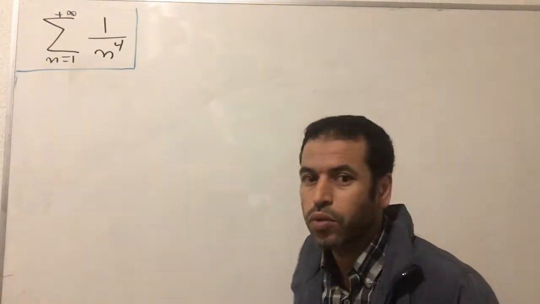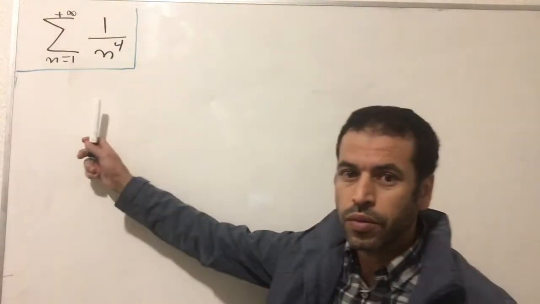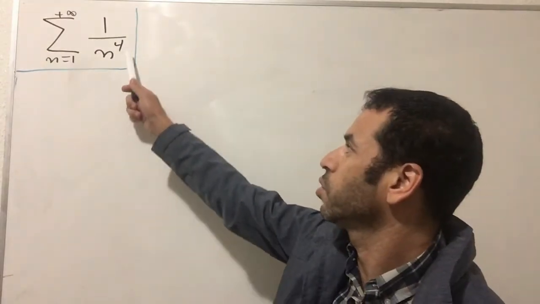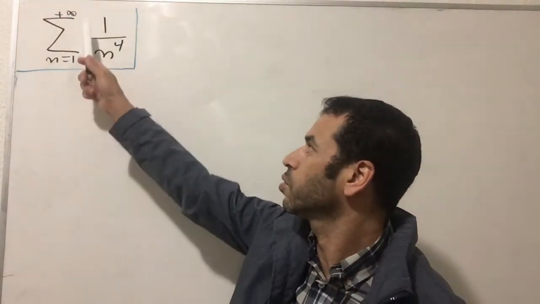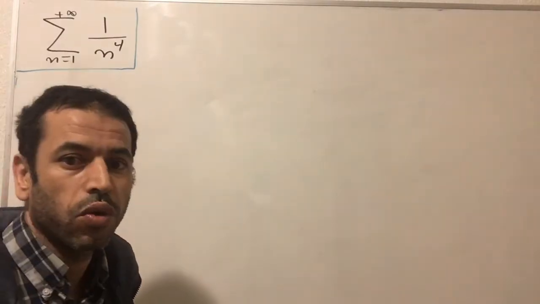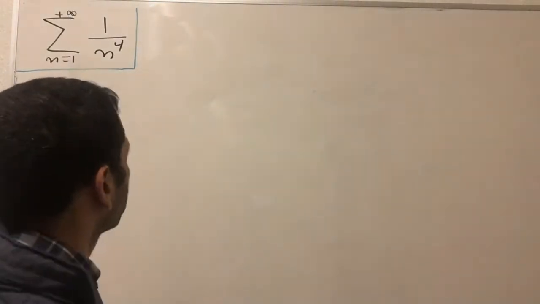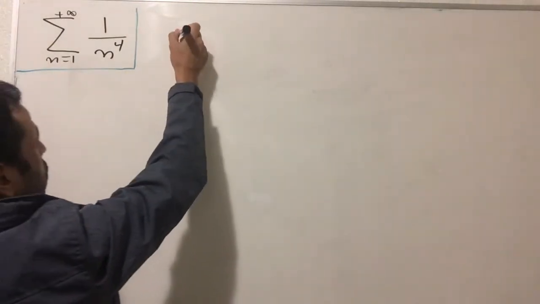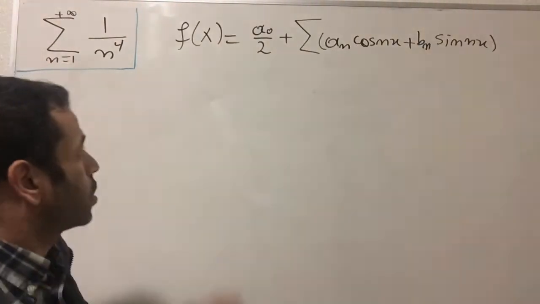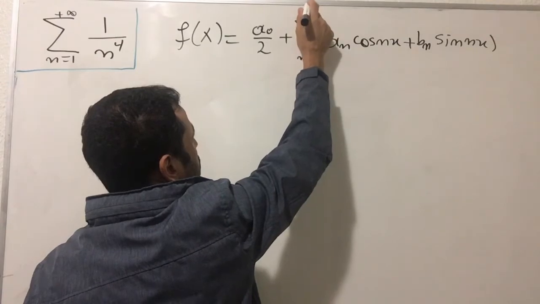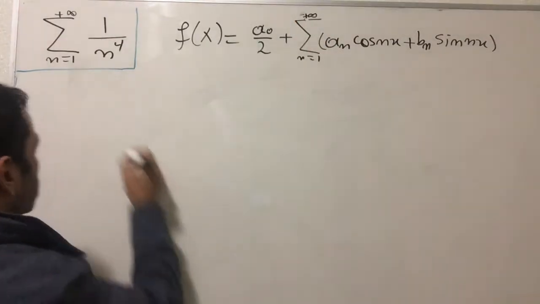In today's video, I'm going to look at a very interesting sum of 1 over n to the fourth, as n goes from 1 to plus infinity. In order to evaluate this sum, I'm going through the Fourier series, the general formula for the Fourier series. So in this case, as n goes from 1 to plus infinity, let's set.